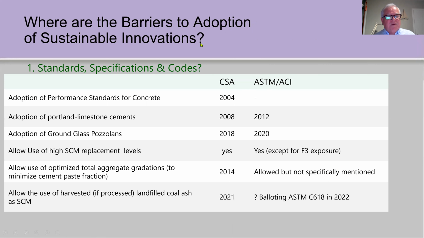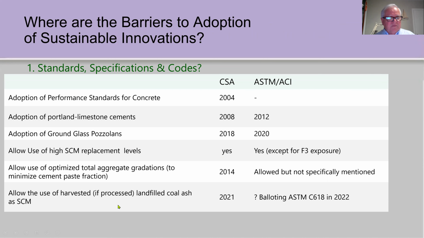This is just a history in North America. What do the specs allow? We have performance specs in Canada. We adopted Portland limestone cements in 2008, 2012 in the US. Ground glass pozzolans are approved as a new material. We allow high supplementary cementing materials ratios. We allow optimized total aggregate gradations.